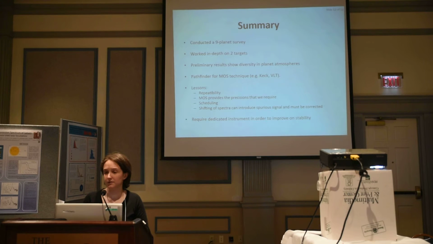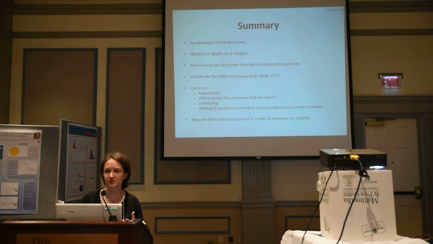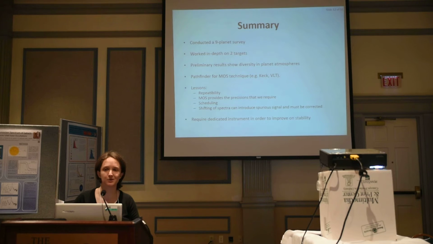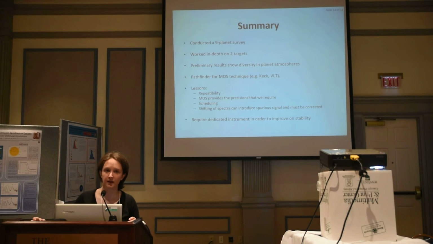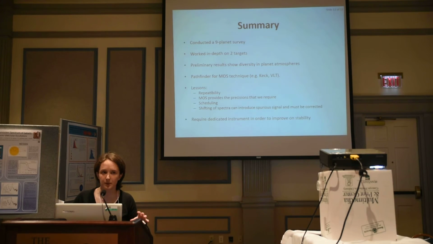So we have a 9-planet survey that's now finished taking data. We have high precision transmission spectra of 9 planets. We decided to observe a survey rather than individual planets to do a comparative study, which we'll do at the end of this year, and also to understand our noise sources better. So we worked in depth on 2 targets, but we have preliminary analysis of others. And the results show diversity in exoplanet atmospheres.